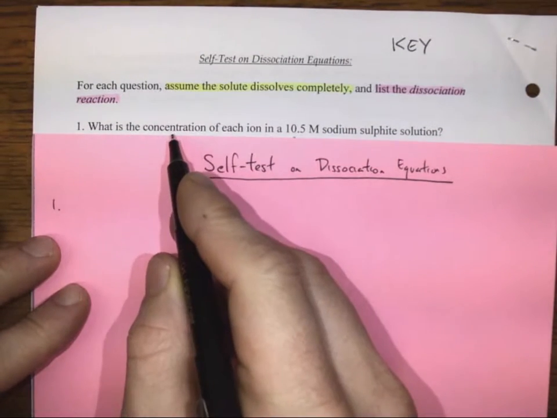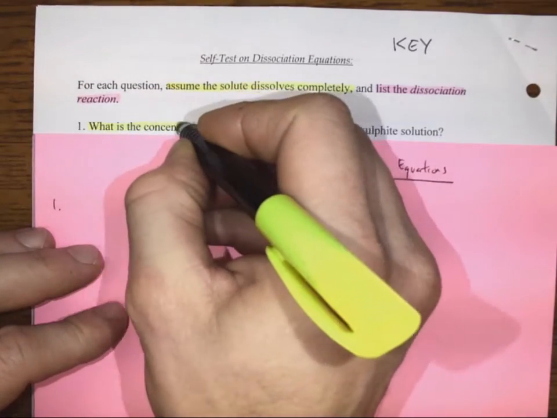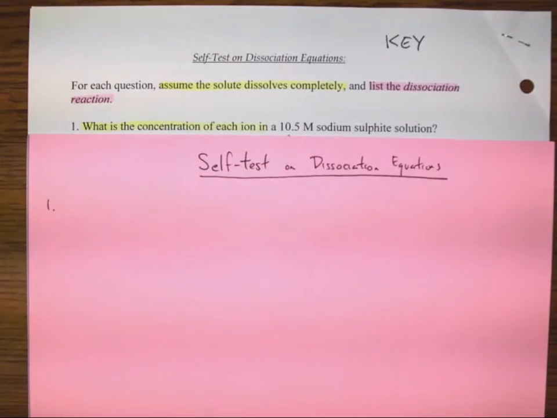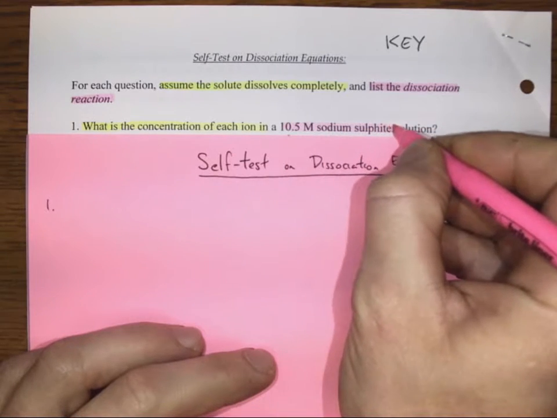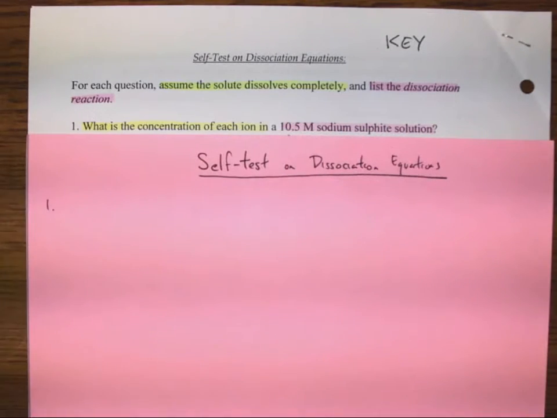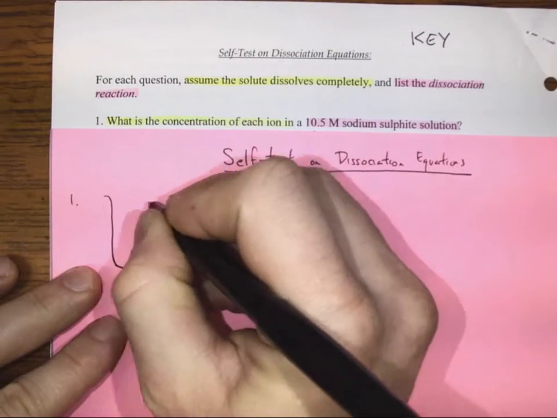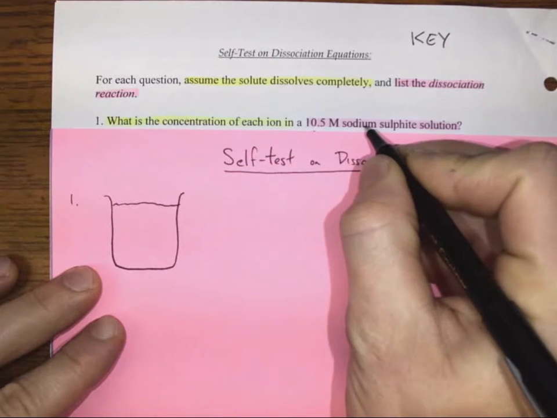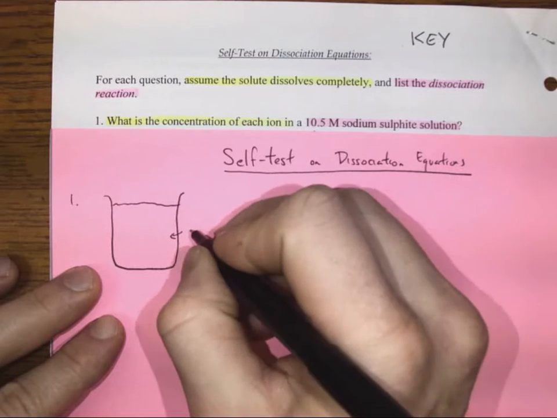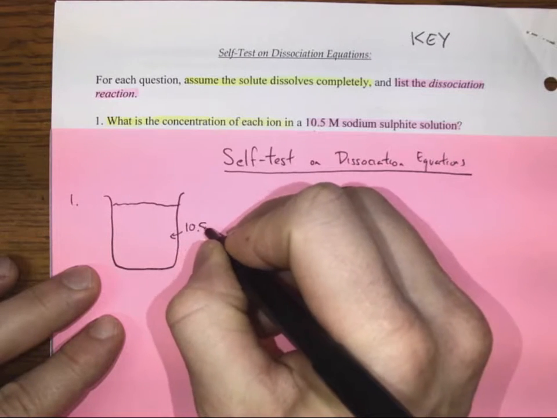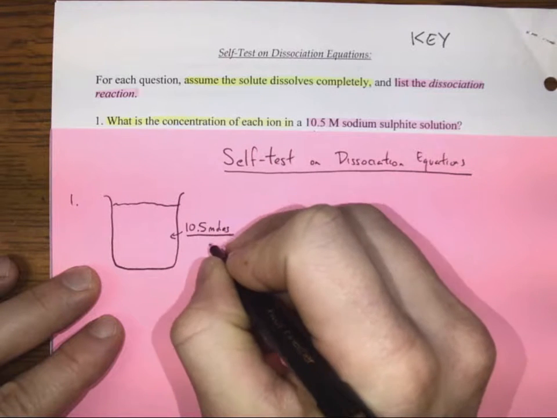So we're asked, what is the concentration of each ion in a 10.5 molar sodium sulfite solution? What does that mean? That means we have some solution, and it has some sodium sulfite in it. So it's mostly water, but it has about 10.5 M, which stands for moles per liter, of sodium sulfite.